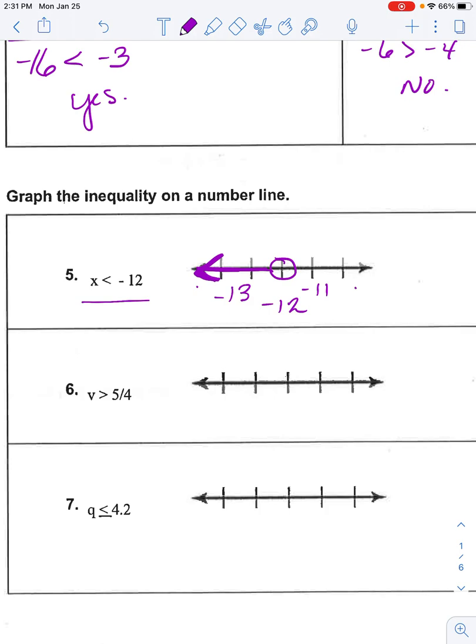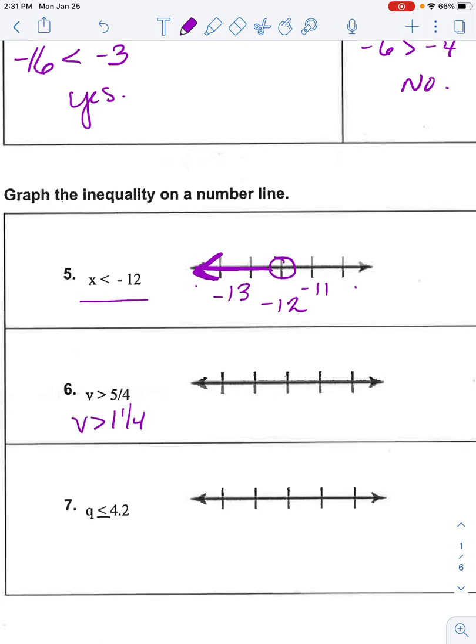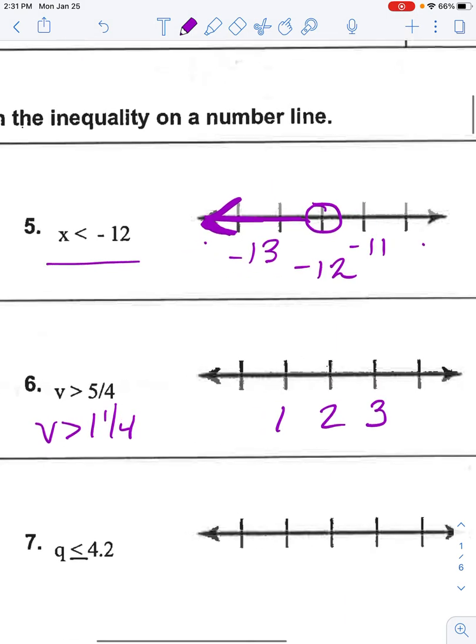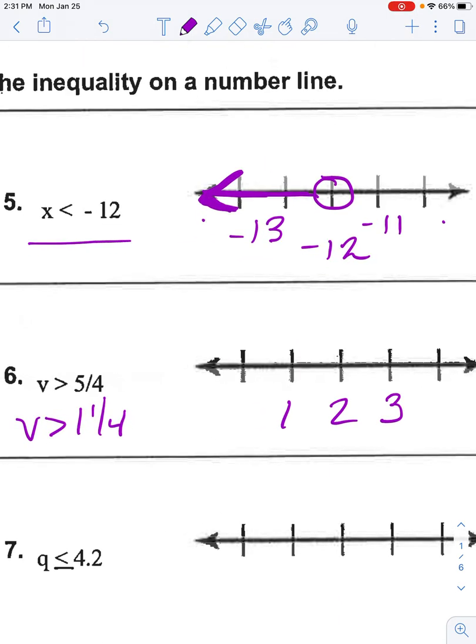V is greater than 5/4. Okay? We should know that 5/4 is the same as 1 1/4. Here's where it gets a little tricky. I'm going to put just 1, 2, and 3 on the number line. And then 1 1/4 would be right here. You can label it 1 1/4. You can label it 5/4. I don't care. Open circle pointing to the right.